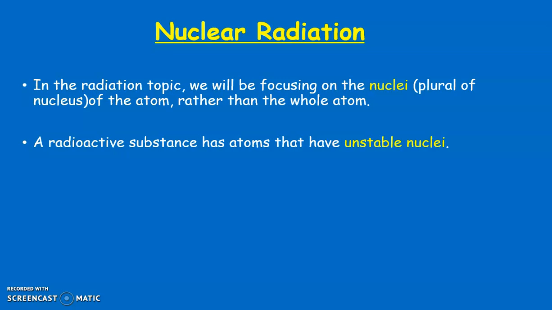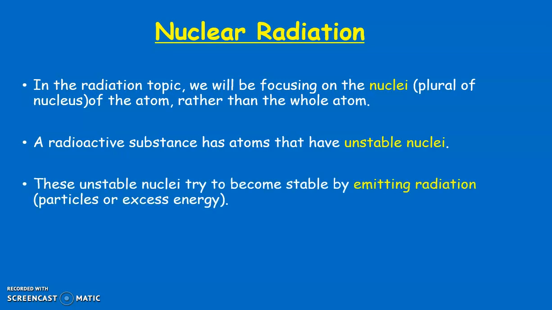It's important to note that a radioactive substance has atoms that have unstable nuclei. They might have too many protons or too many neutrons, or the ratio of protons to neutrons might not be stable. These unstable nuclei try to become stable by emitting radiation. And this radiation could be tiny particles, or it could be excess energy. This process is called radioactive decay. Could you pause the video here and copy this information down, please?